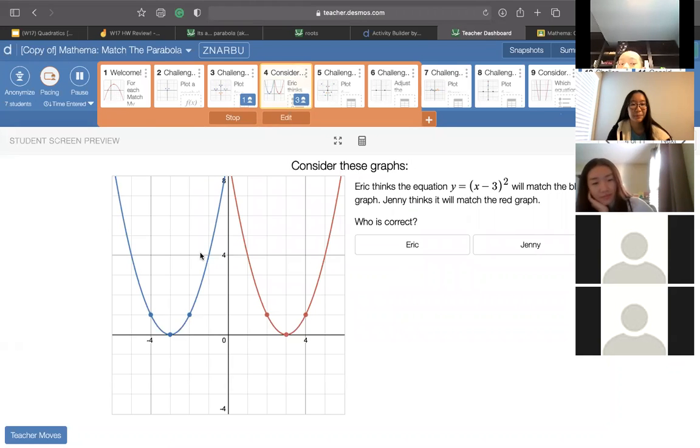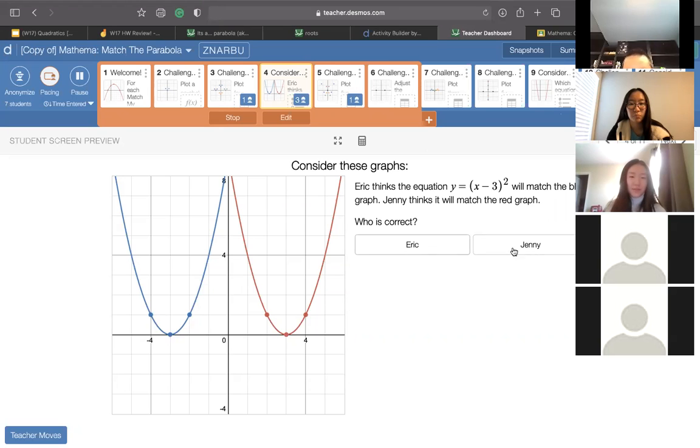Kayang, do you want to take this? Okay, sure. We have two people, Eric and Jenny. Eric thinks the equation y equals x minus 3 squared will match the blue graph, and Jenny thinks it'll match the red one. Who is correct?